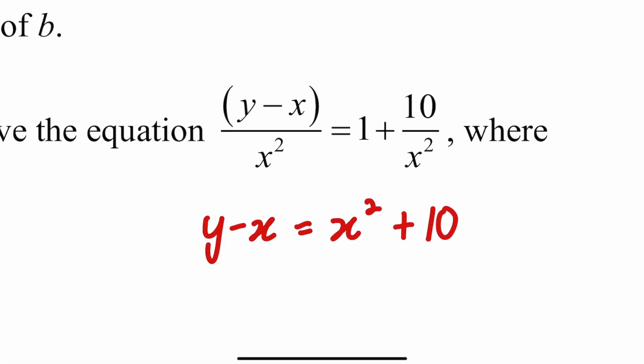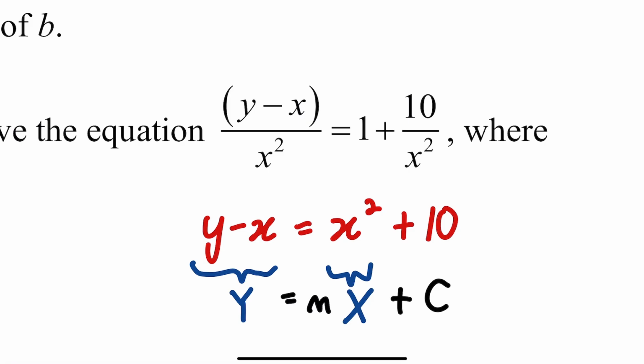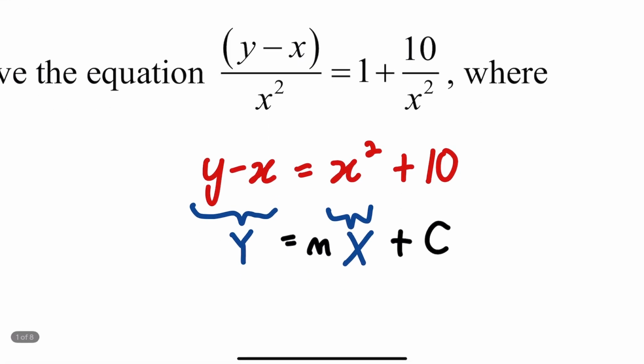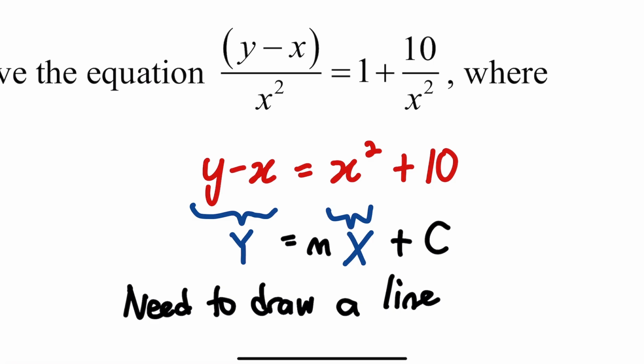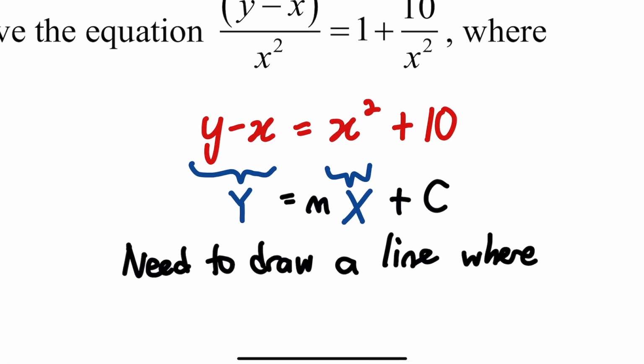Okay, so therefore, by multiplying x squared throughout, I'll get this equation here. And therefore, I can see that this is your y-intercept. This is your x-intercept. Okay, and this equation can be written in the form of y equals to mx plus c. And from here, I can therefore see that I need to draw a line. Need to draw a line on the graph below where the gradient of this line is equal to 1 and the vertical intercept is 10.